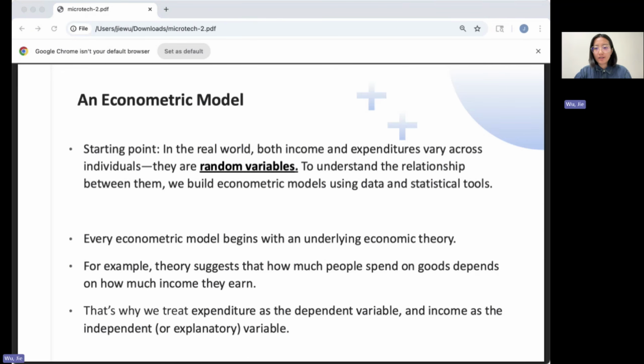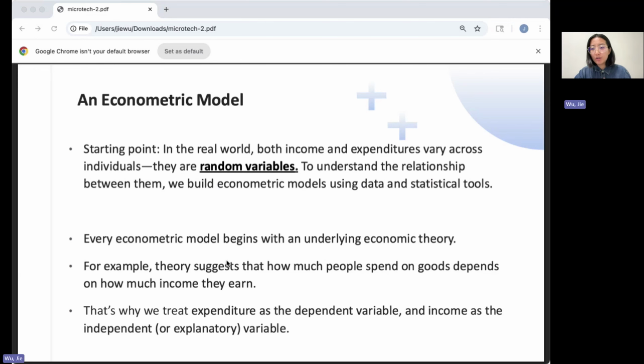So let's begin with a question that seems very simple. How does household income affect how much people spend on food? In real life, both the income and the spending vary from person to person, right? So in statistics, we say those things are random variables, and we want to use some data to learn about this relationship. So we'll build what we call an econometric model, a model that can combine economic theory with real world randomness.